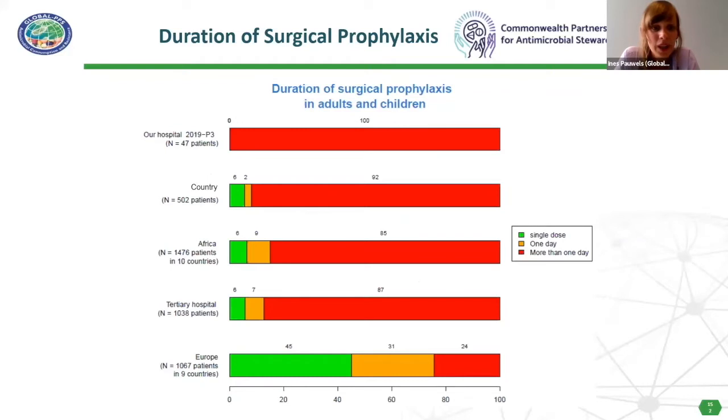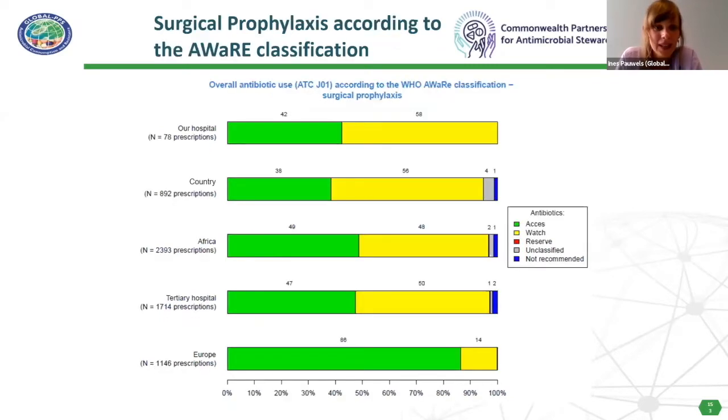This is one that we haven't shown yet. This is an example of a slide that reports on the duration of surgical prophylaxis. So you see for our hospital, it's the bar on top. And then the other bars are the reference or the benchmarking data. And you see in red, this is the percentage of antibiotic prescriptions that have been prescribed for more than 1 day. In orange, you see the percentage of prescriptions that have been prescribed for multiple doses, but within 1 day, so less than 1 day. And then in green, you see the percentage of surgical antibiotic prophylaxis prescriptions that were administered as a single dose. Okay, we go to the next slide.